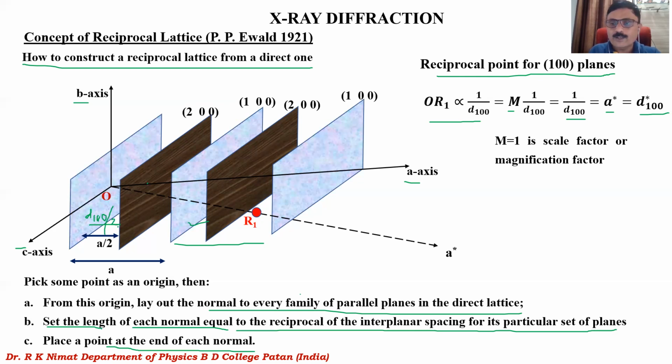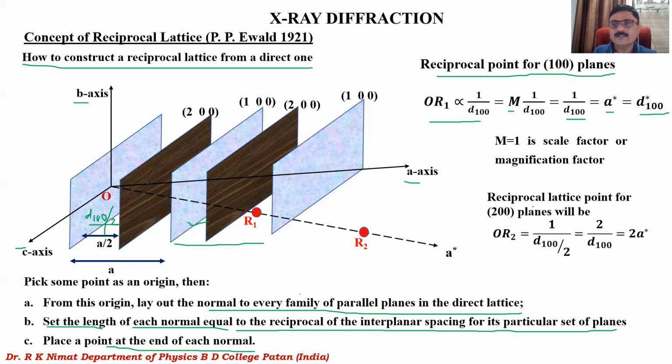Now, the same procedure we have to follow. Means normal we have to erect, and we have to plot the point at a distance equal to the reciprocal of interplanar spacing corresponding to 200 planes. Such a point will be shown like this. Suppose this point will be R2. Obviously, this point will be ahead of the point R1, because you can understand from this how the reciprocal lattice point for the 200 plane can be constructed.